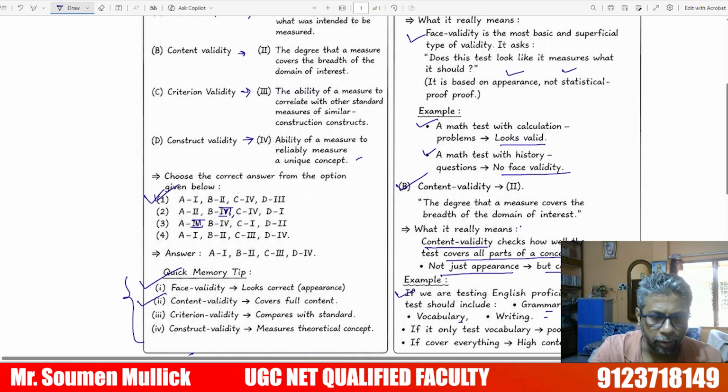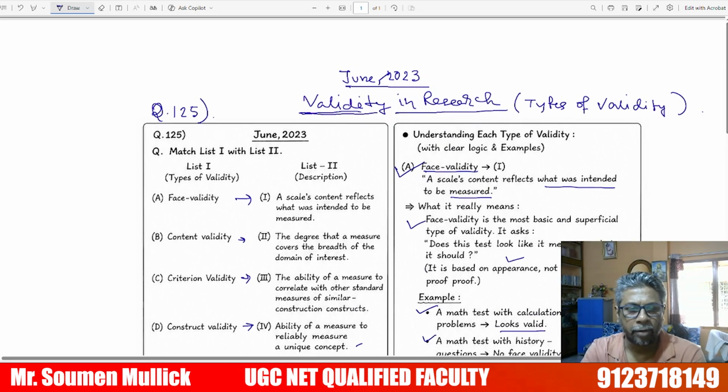Content validity covers the full content. Criterion validity compares with a standard, and construct validity measures the theoretical concept. So these are the concept of validity and the types of validity.